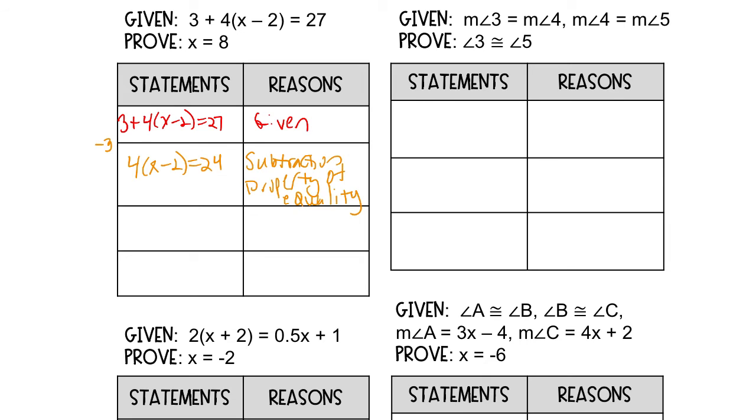Next, I've got a 4 on the left and 24 on the right. So I'm going to divide both sides by 4. And that leaves me with x minus 2 equals 6. And that's the division property of equality.